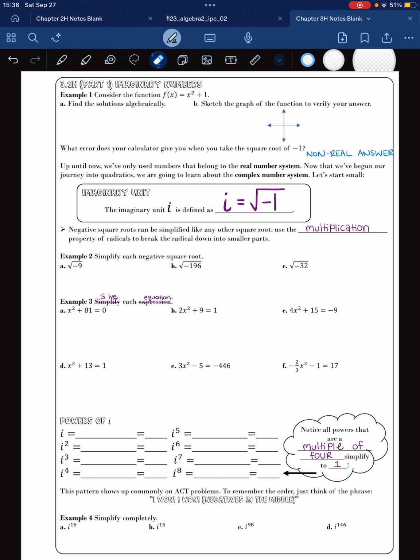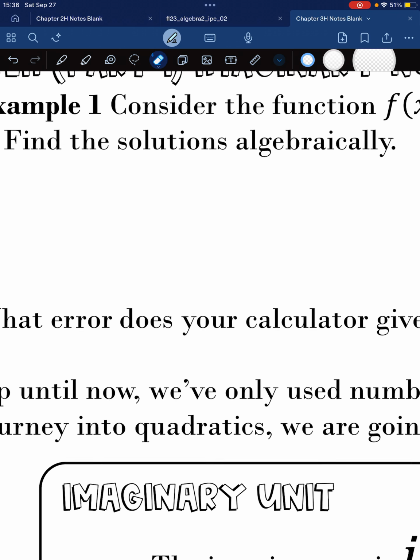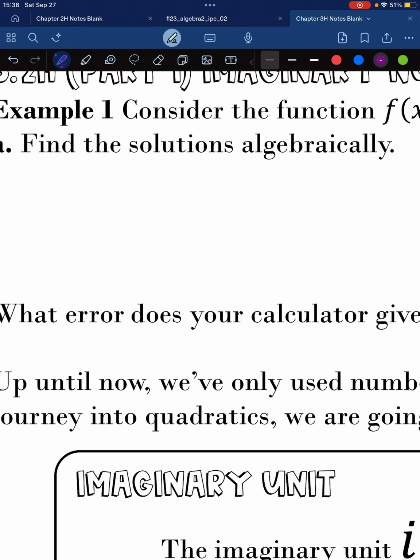So, before we learn about what an imaginary number is, I want to do a little investigation to figure out why we need something that's imaginary and why we call it imaginary. So, this first example wants us to consider a quadratic function, and we're going to find the solutions algebraically. Remember, another word for solutions is zeros. So we can set that equation equal to 0 and solve.